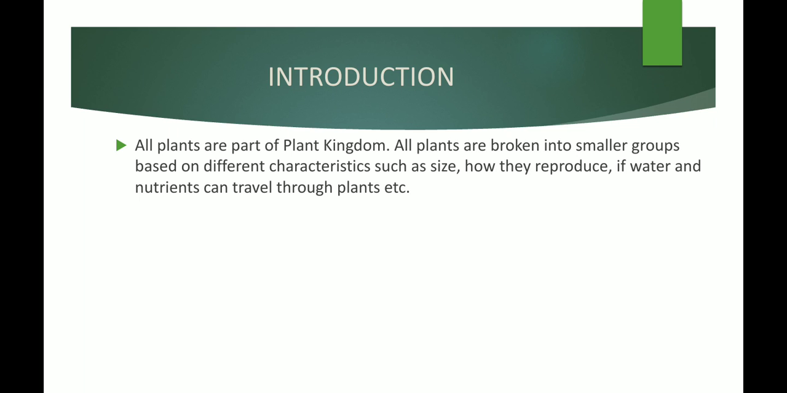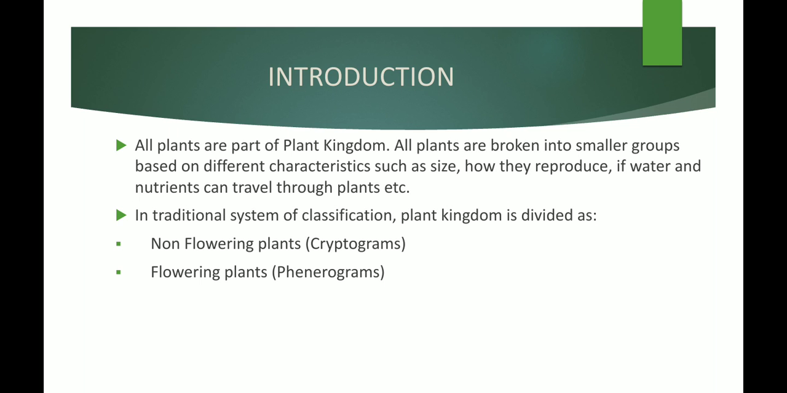So in general, the plants are classified into two main categories. The plant kingdom is divided as flowering plants and non-flowering plants. The non-flowering plants are called cryptogams, and the flowering plants are known as phanerogams. So you should remember these terms. Non-flowering plants are called cryptogams. Flowering plants are called phanerogams.